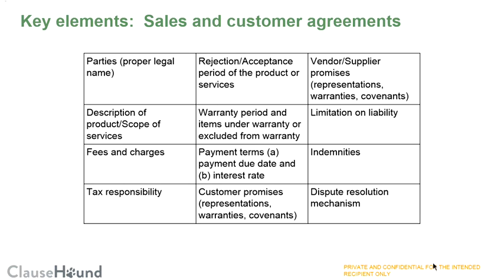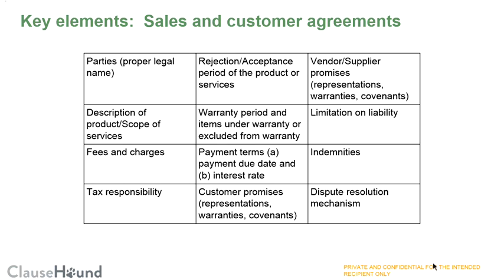So moving down to the next item, warranty period. Warranty period is different than rejection and acceptance. So once it's accepted, you enter into this period in which you are warranting as the vendor that the product is of good quality and will continue to work.